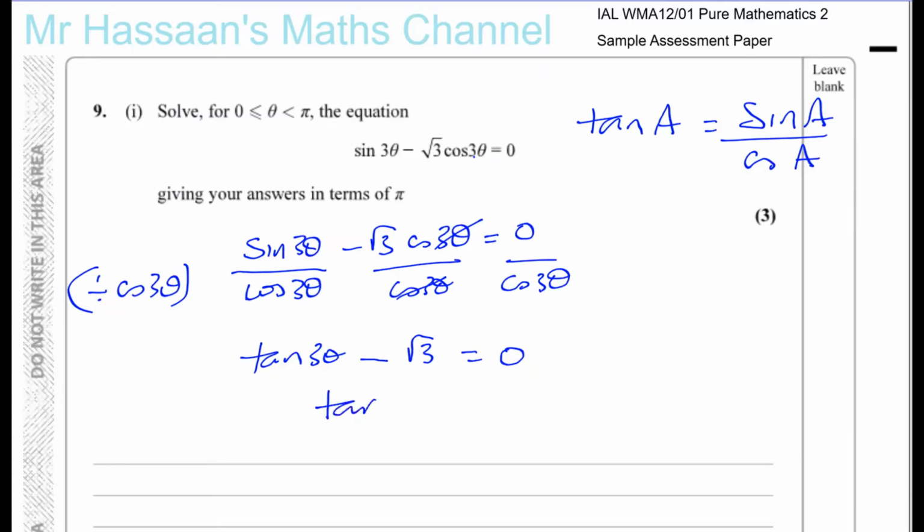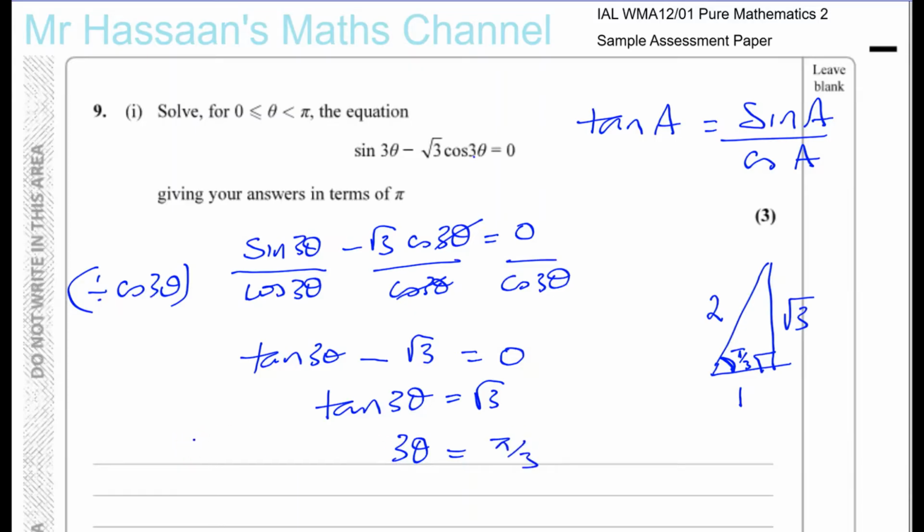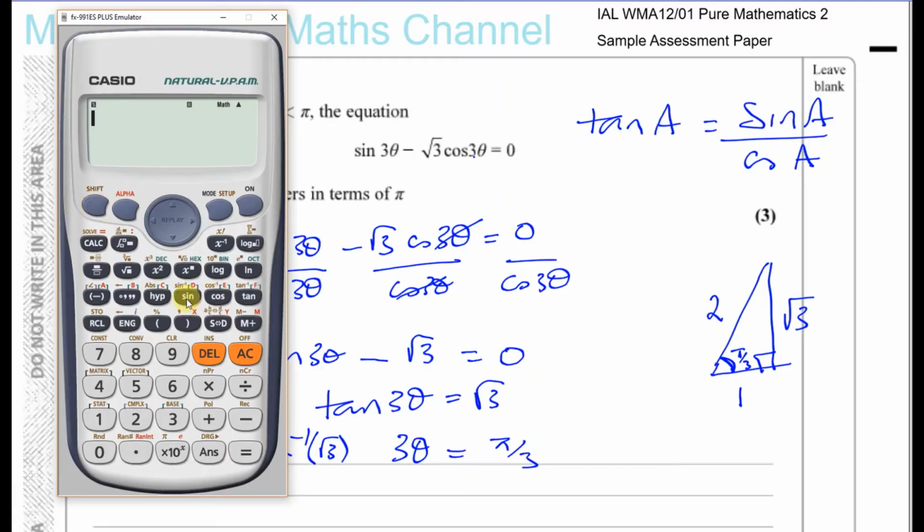So I can say the tangent of 3 theta is equal to root 3. And I know that this is pi over 3, because we learned about the exact trig ratios. This is the start of the equilateral triangle. When you chop it in half, this becomes 1, and this is root 3 by Pythagoras. Which angle gives us root 3 for tangent, opposite over adjacent? This angle is 60 degrees, which is pi over 3, or 180 over 3. So the beginning of our answer is 3 theta equals pi over 3. That's what you get when you do 3 theta equals the inverse tan of root 3. If you do this in your calculator, inverse tan of the square root of 3, it will give us pi over 3, a third pi.